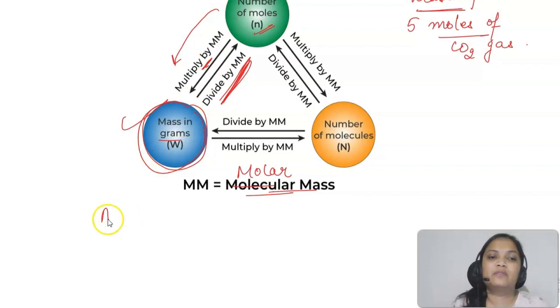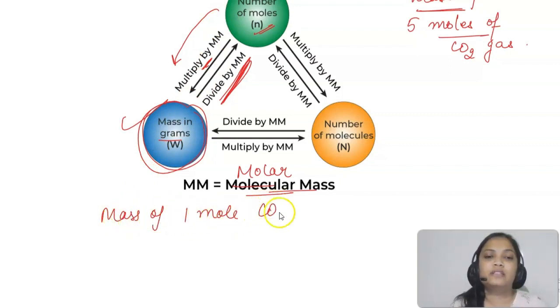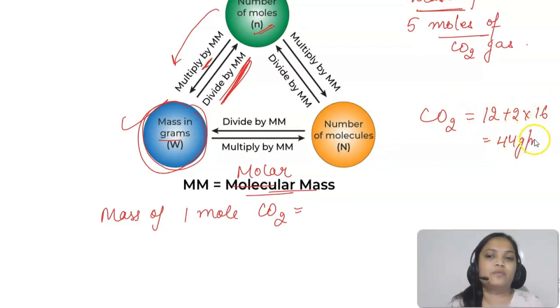So we know the mass of 1 mole of CO2. What would it be? Now find the molar mass of CO2. You know it will be 12 plus 2 into 16, that is 44 gram per mole. This is the molar mass. So the mass of 1 mole of CO2 is 44 gram per mole.